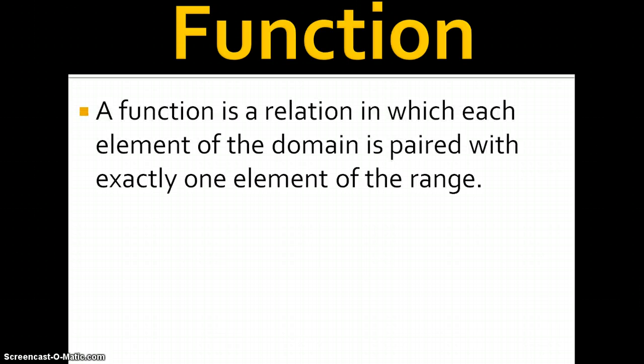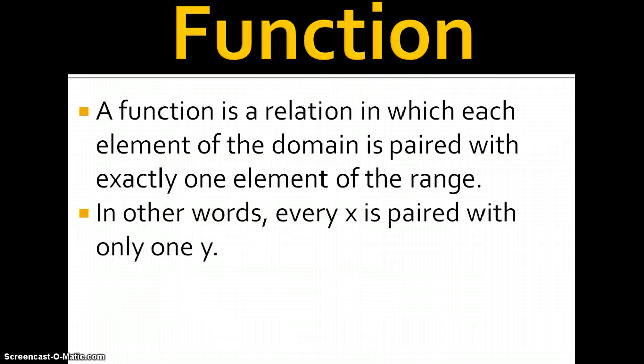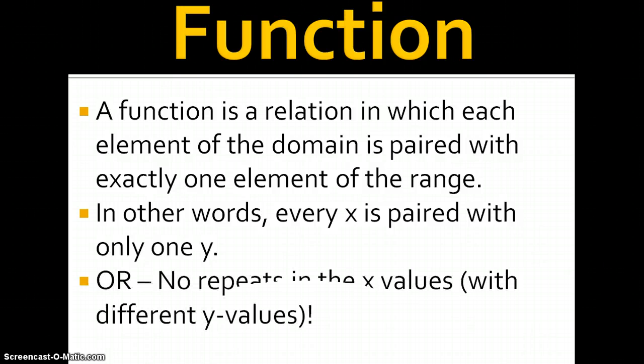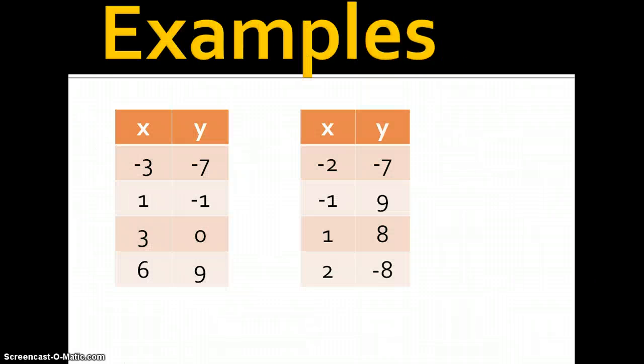So, a function. The basic definition of a function is a relation in which each element of the domain is paired with exactly one element of the range. Now remember, domain is the x values, range is the y values. So every x value is paired with exactly one y value, which means there are no repeats in the x values when there are different y values.